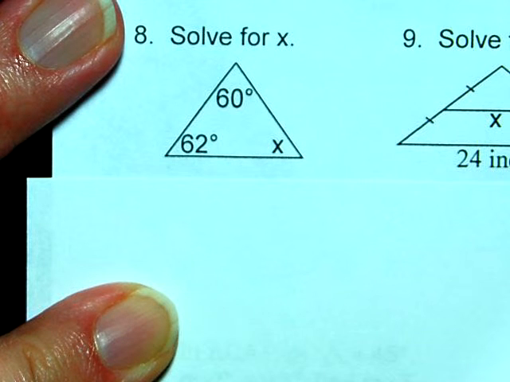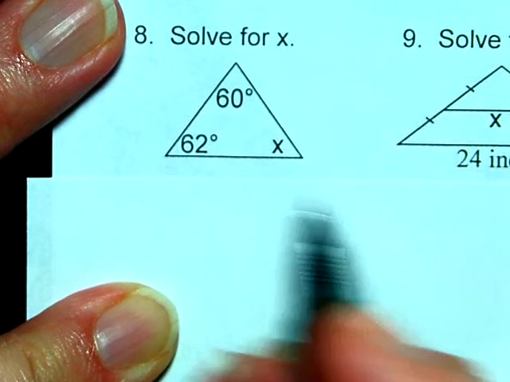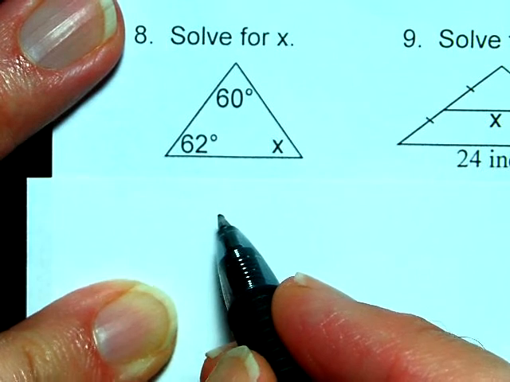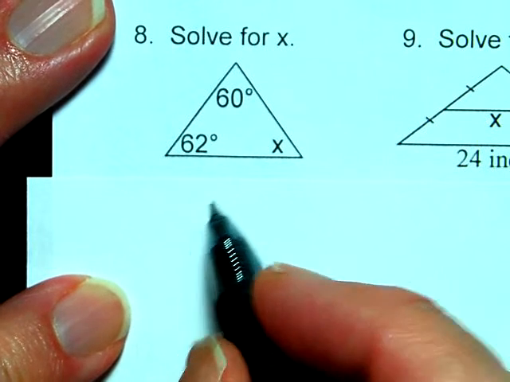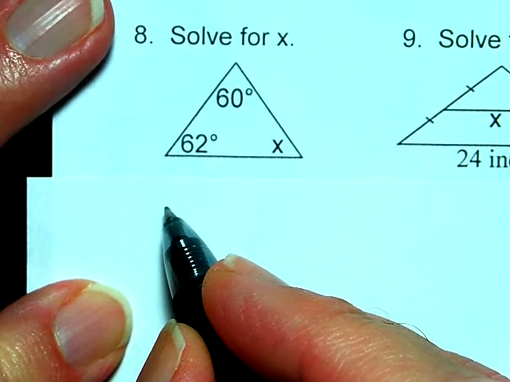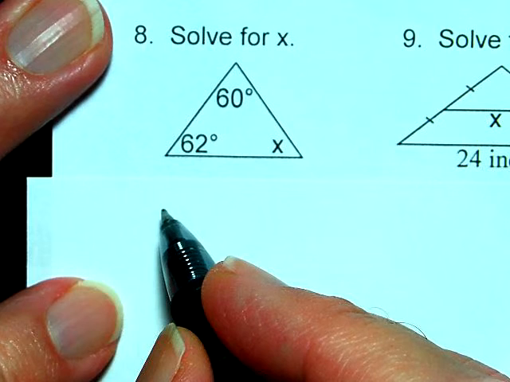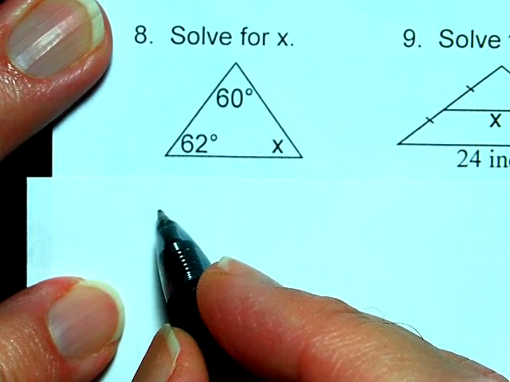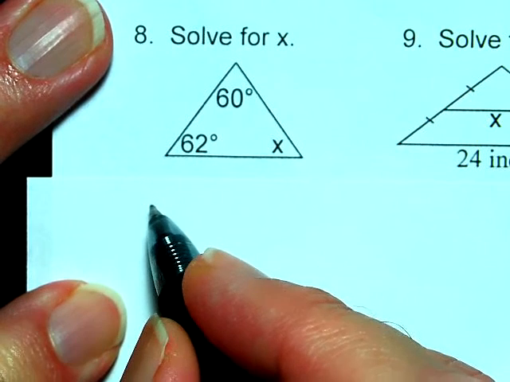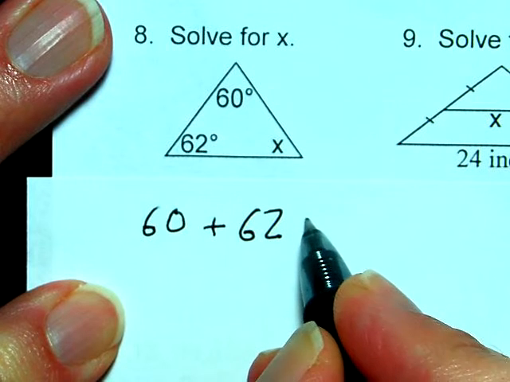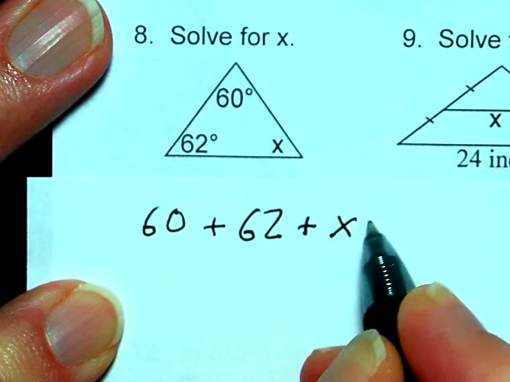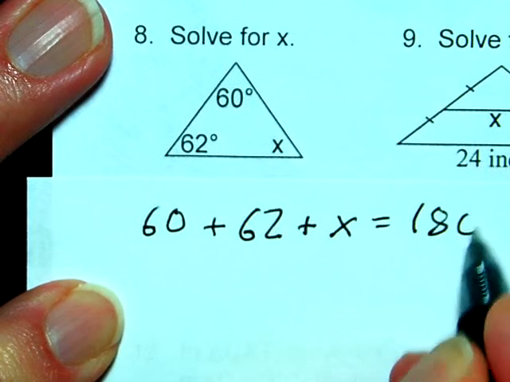Okay, so we've got to figure out, what is the measure of x? What is the value of x? What fact do we need to make use of? We're going to make use of the fact that the three angles of a triangle add up. When you add up their measures, it adds up to 180 degrees. So if we take the 60-degree angle plus the 62-degree angle plus angle x, those three are going to have to add up to 180.